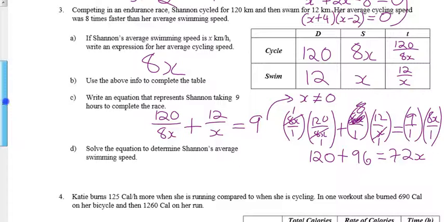This is nice. It's a nice linear equation. Right, it's 216 is equal to 72x. And x is equal to 3.